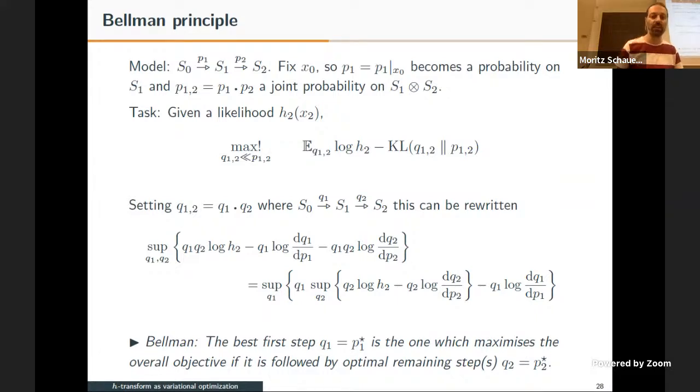The first best step, so the best choice of Q1 to maximize the objective here, is the one which maximizes the overall objective if it's followed by an optimal remaining step. So if you want to go in an efficient way from A to C via B, then part of it is moving very efficiently from B to C.